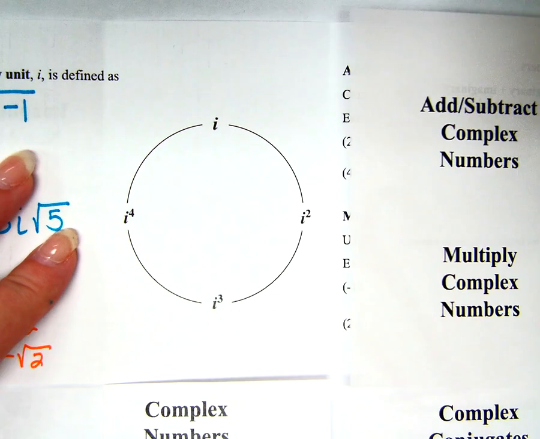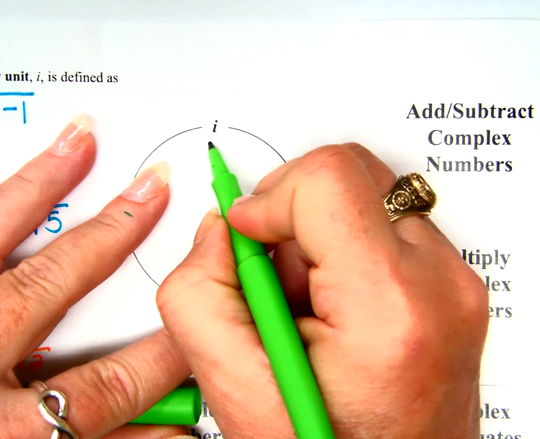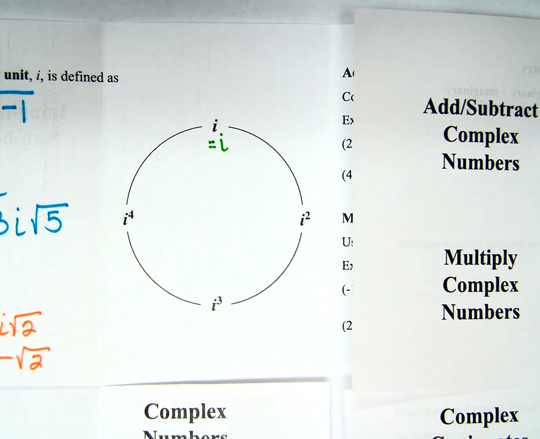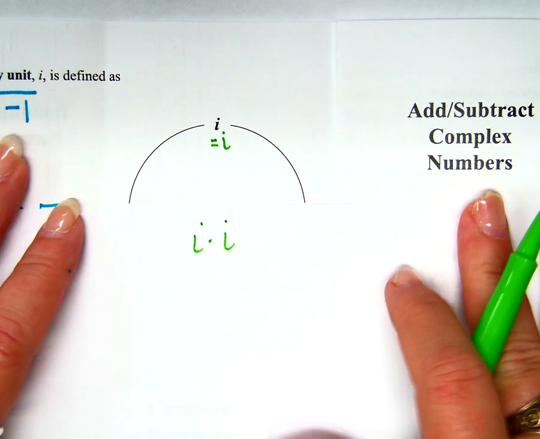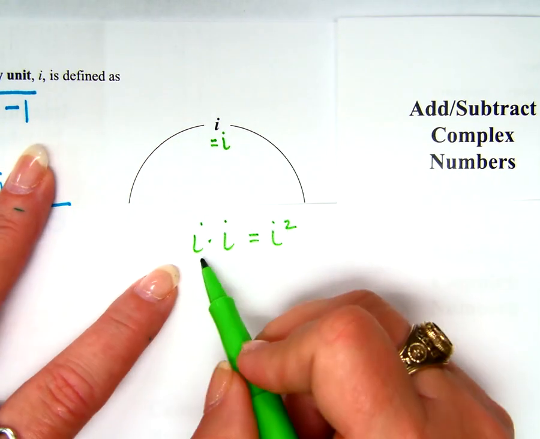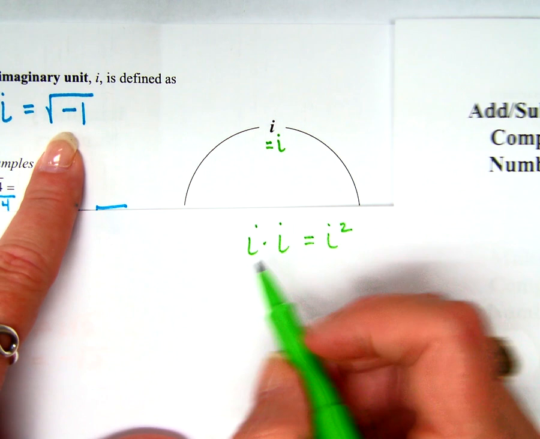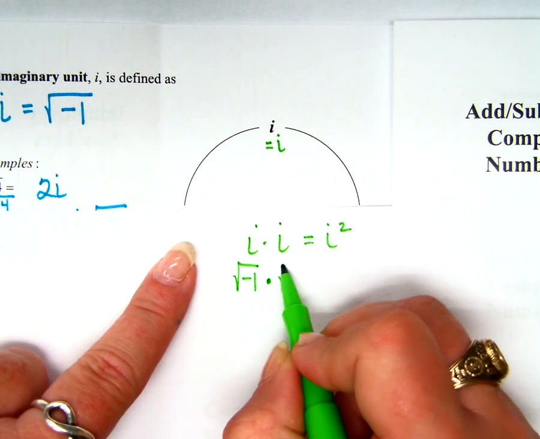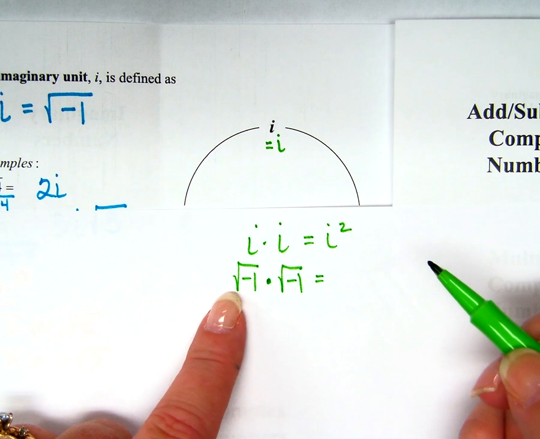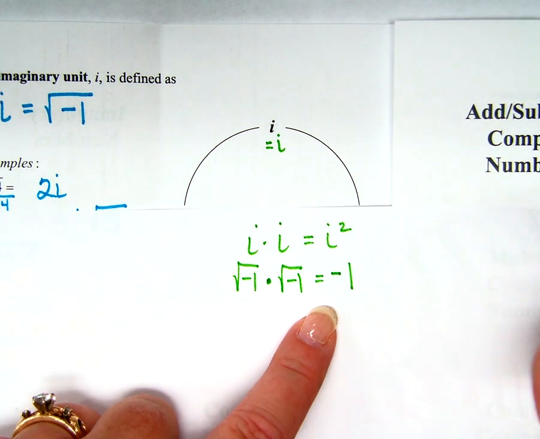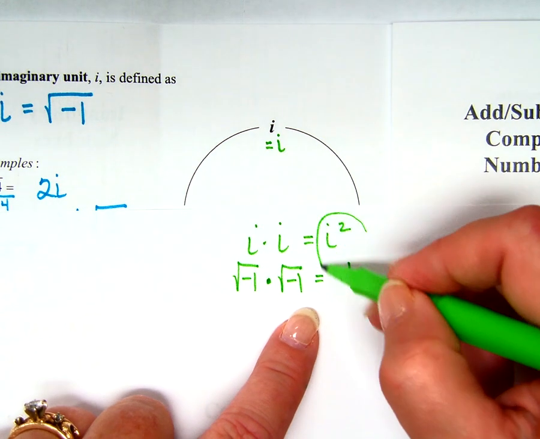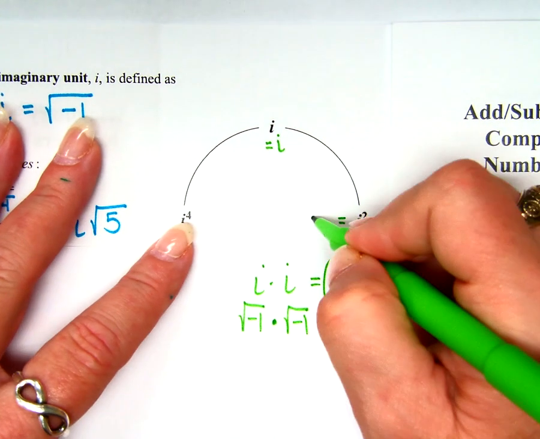Here's what this means. i equals i. Do you agree with that? How do I get to i squared if I start with i? i times i, right? That equals i squared. Well, what does i actually equal again? The square root of negative 1. So what is the square root of negative 1 times the square root of negative 1? If I'm squaring something that's being square rooted, what do I end up with? Just the thing that was inside, right?